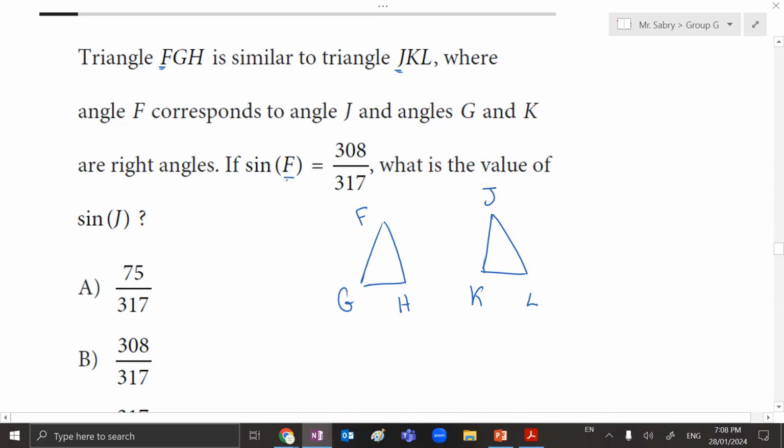They tell me the sine of F is 308 over 317. So F is exactly J. They're asking what is the sine of J. It's the same thing, exactly the same answer, because they just said they're similar, and F and J are the same angles, the ones opposite each other. Are you good? Okay.